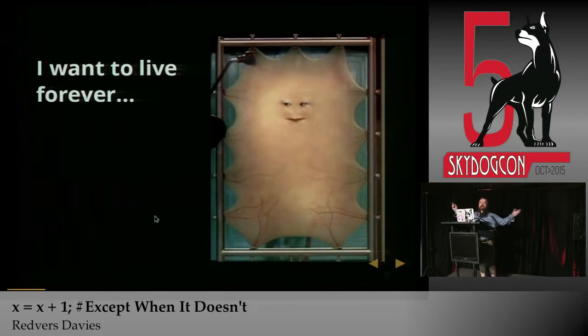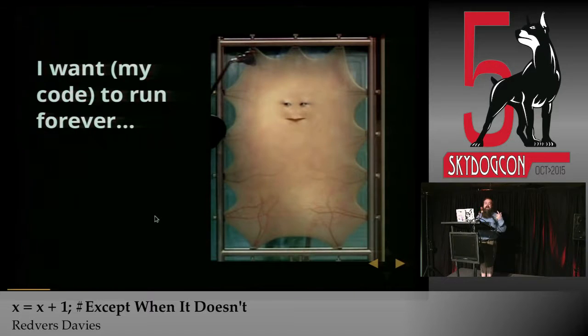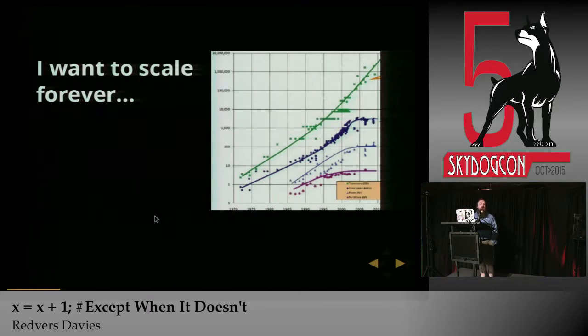So I want to live forever, like Lady Cassandra. Really, I also want my code to run forever, but that's really, really hard to do. I want to scale forever as well. The problem with scaling is this wonderful, gorgeous flat line right here. That flat line is Moore's law. It means that, when Moore's law broke down is a more accurate statement.